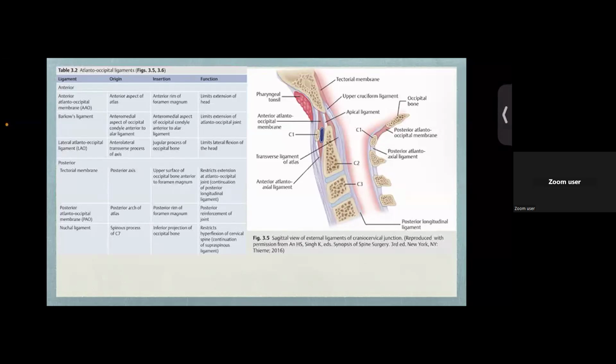So here you see the anterior atlanto-occipital membrane, which limits extension of the head. The lateral atlanto-occipital membrane limits lateral flexion. The posterior tectorial membrane restricts extension at the atlanto-occipital joints, and it's a continuation of the posterior longitudinal ligament. The posterior atlanto-occipital membrane is a posterior reinforcement of the joints. The nuchal ligament restricts hyperflexion of the cervical spine, and it's continuous with the supraspinous ligament.